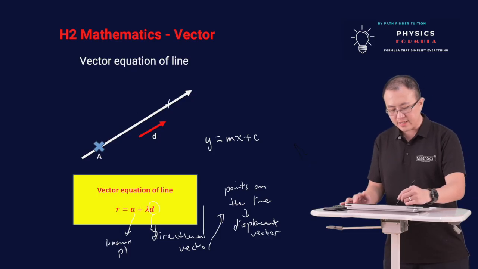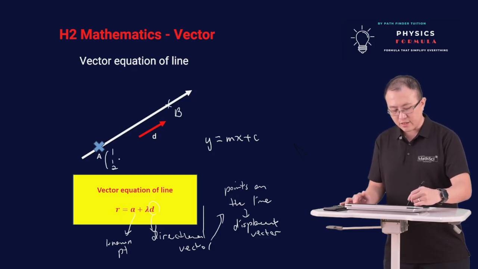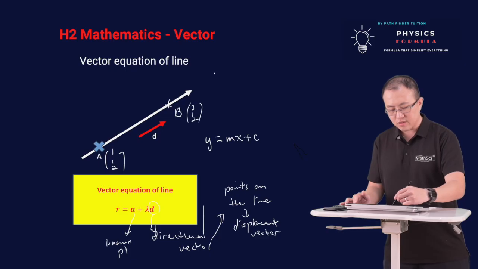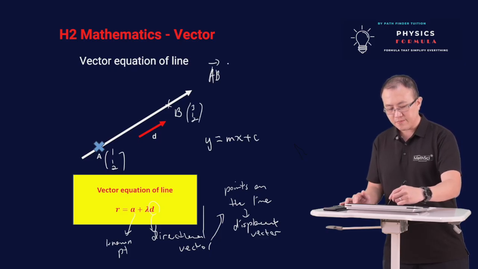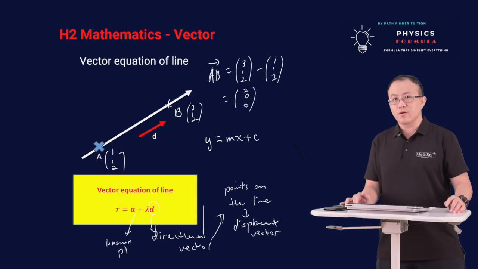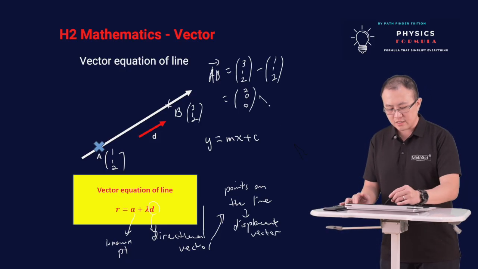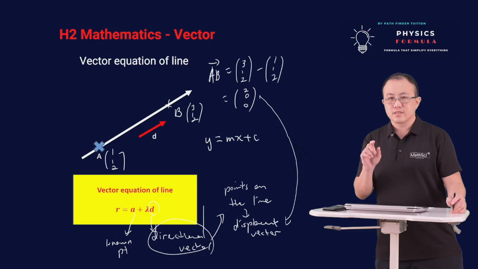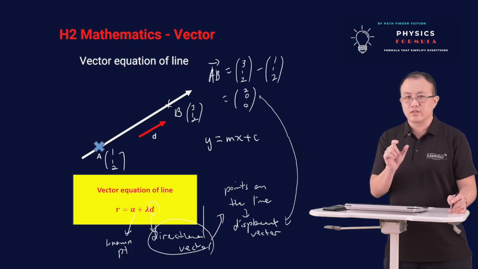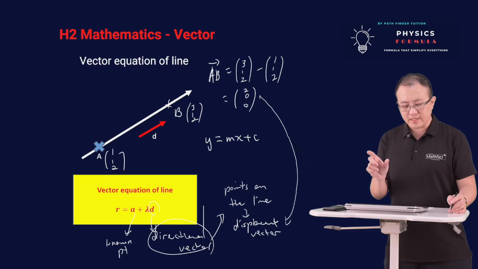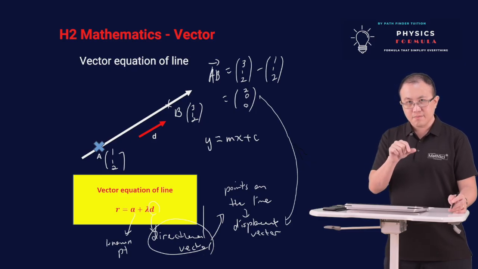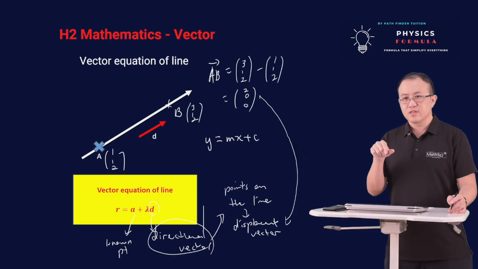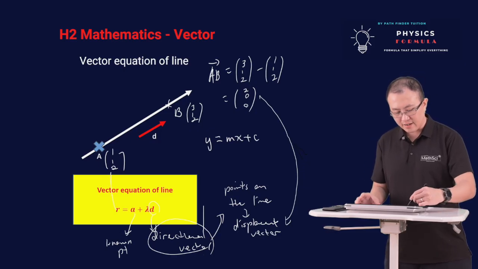For instance, if there's an A here and a B here, let's say A is (1, 1, 2) and B is (3, 1, 2). Then I find AB as (3, 1, 2) minus (1, 1, 2), which becomes (2, 0, 0). (2, 0, 0) is the vector AB, which is the displacement vector and the directional vector of this line. But this is not the vector equation of the line they are looking for. The one they are looking for is that you have to take the a plus the lambda of the b. Lambda is a constant.